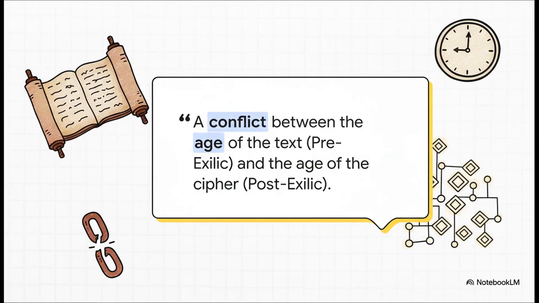Okay, so here's the comment right here. This viewer pointed out what seems like a major conflict. Genesis, the text, is pre-exilic. It was written before the Babylonian exile, but the gematria cipher we use was really formalized in the post-exilic period, after the exile. So the question is, are we using a tool that's too new for the text? Is this whole thing an anachronism? It's a really sharp question, and it absolutely deserves a clear answer.